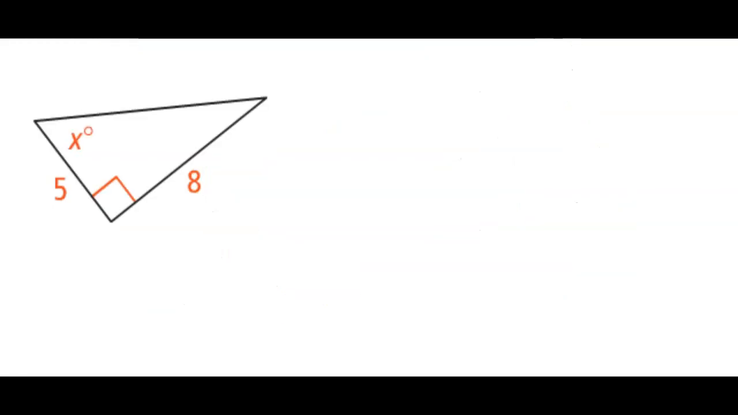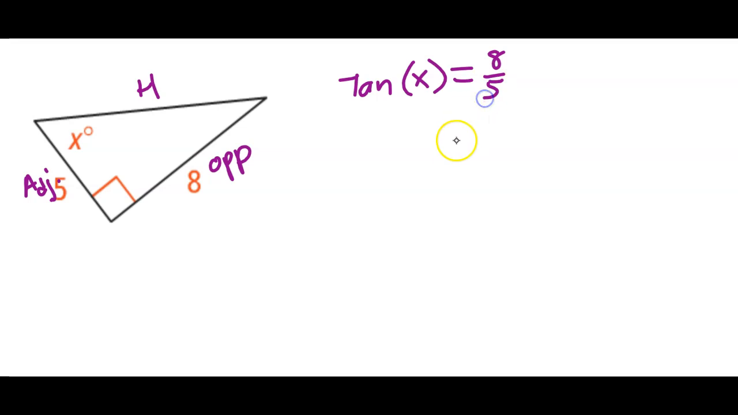All right, pause the video and try this one out. Solve for x here. So for this one, if we label the sides, this is opposite, this is hypotenuse, this is adjacent. Hypotenuse is out. The only trig function that deals with opposite and adjacent is going to be the tangent. So the tangent of my angle equals opposite over adjacent, 8 over 5. So if I take the tan inverse of both sides, I get x by itself there is equal to the tangent inverse of 8 over 5.